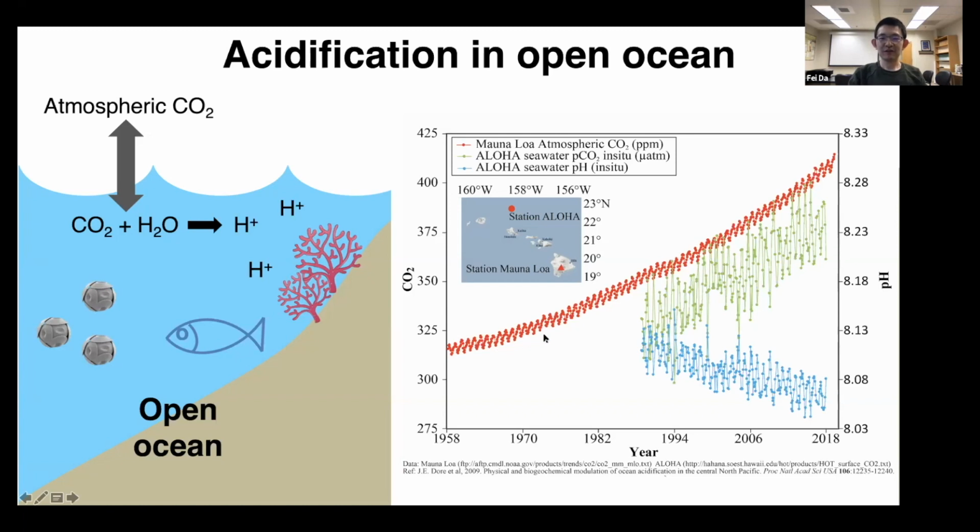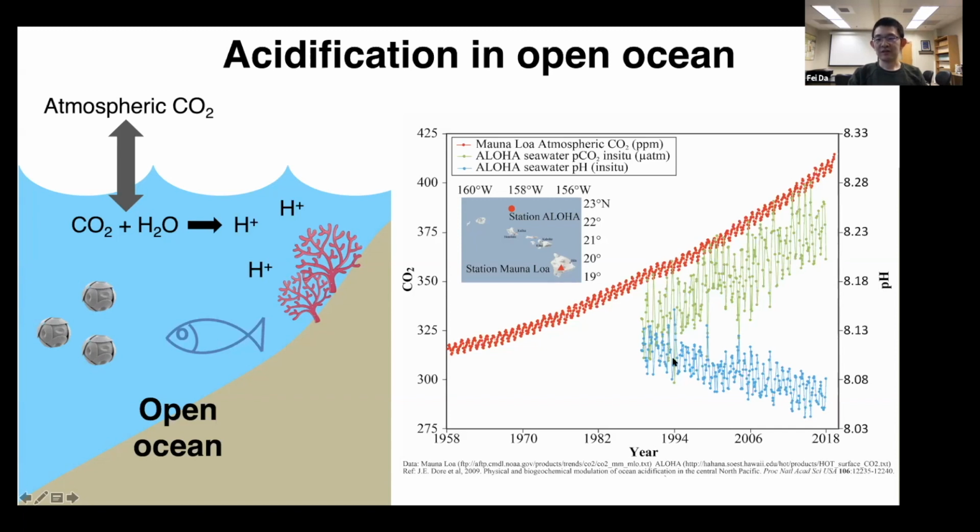Here is a figure showing a couple of different lines, but first I'd like you to focus on the red line, which is the CO2 data collected at Mauna Loa in Hawaii. So this is showing the air CO2 concentration. From 1955 to 2018, you can see that air CO2 has been increasing from around 320 to over 400 in the atmosphere. Related to that, we can see pH reduction in the ocean, which is acidification.